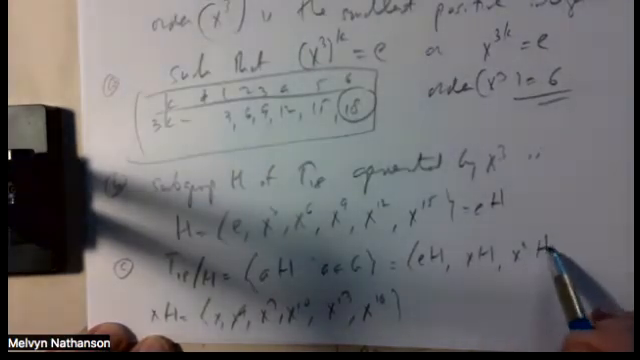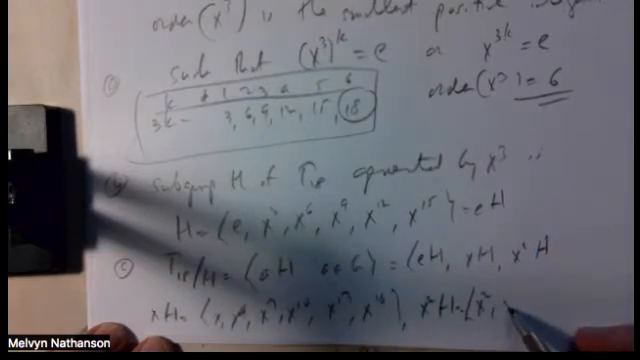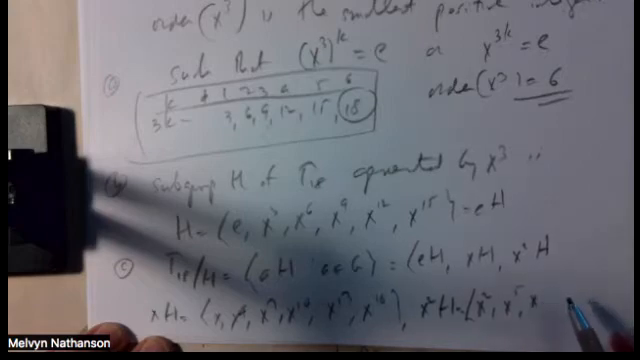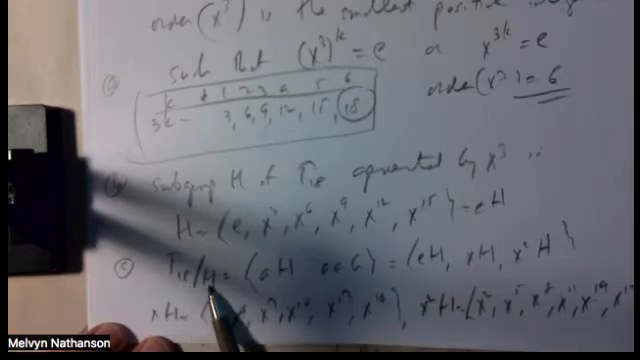What about x squared H? If you multiply every element in H by x squared, you get x squared, x to the 5th, x to the 8th, x to the 11th, x to the 14th, x to the 17th, and x to the 20th will be the same as x squared. And if you look, these 6 elements, these 6 elements, and these 6 elements, that's the whole group. You have exactly these 3 cosets. So gamma 18 mod H, the quotient group, is this.